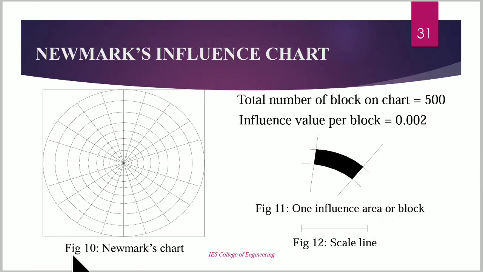Now, figure 10 shows a rough diagram of Newmark's influence chart, where the total number of blocks on the chart is 500 and the influence value per block is equal to 0.002. In figure 11 we can see one influence area block which is shaded, and figure 12 shows a scale line.